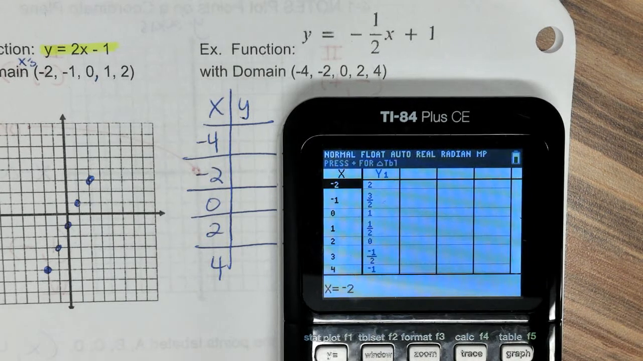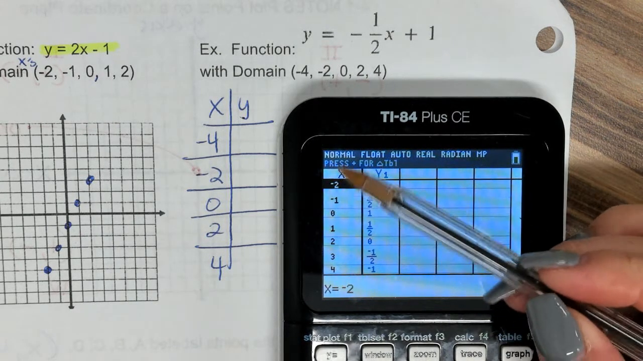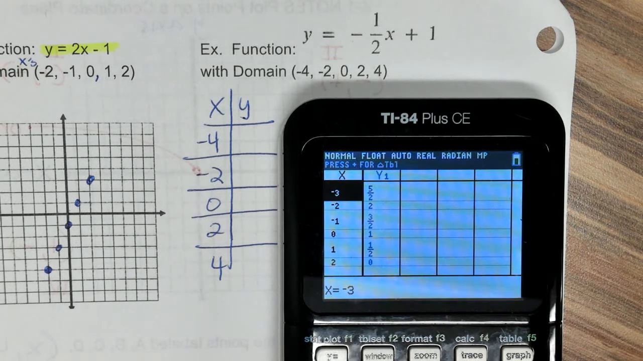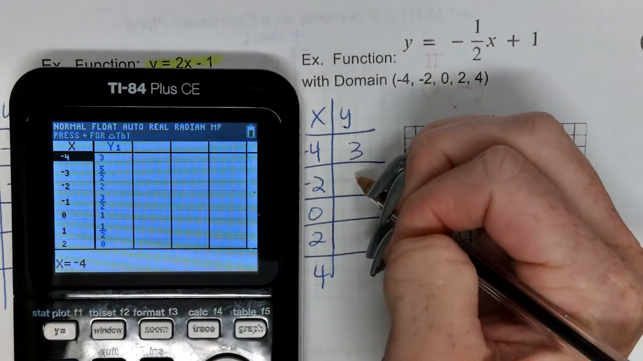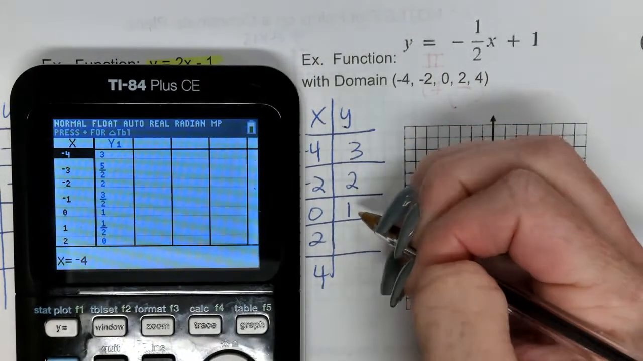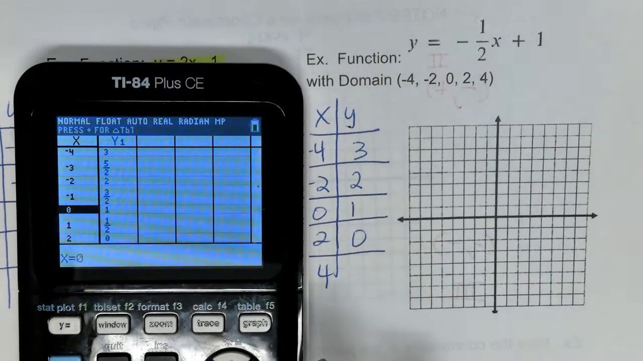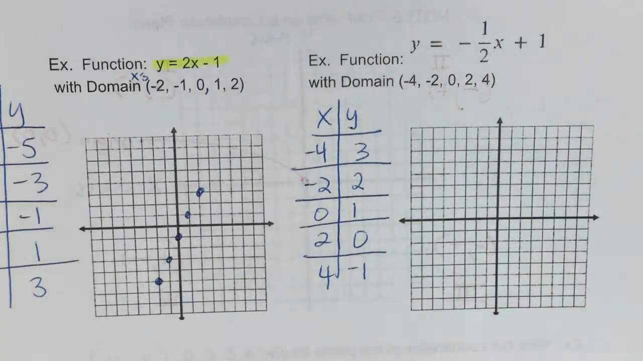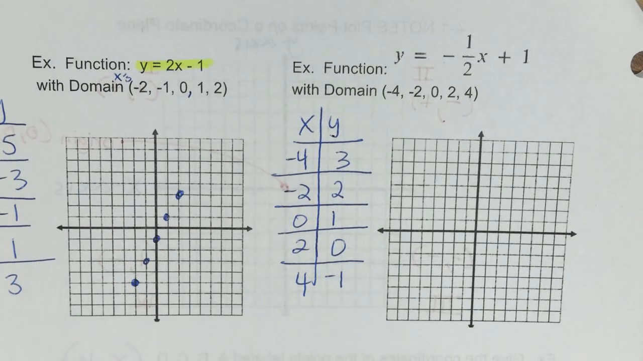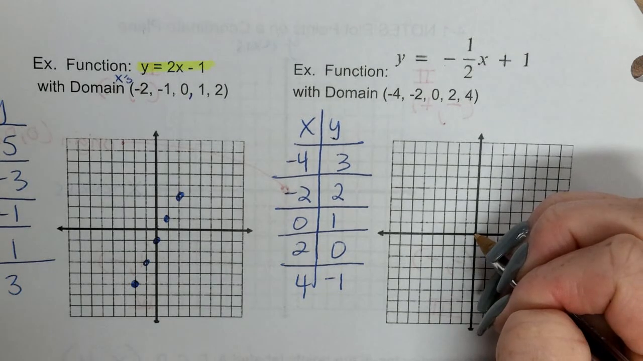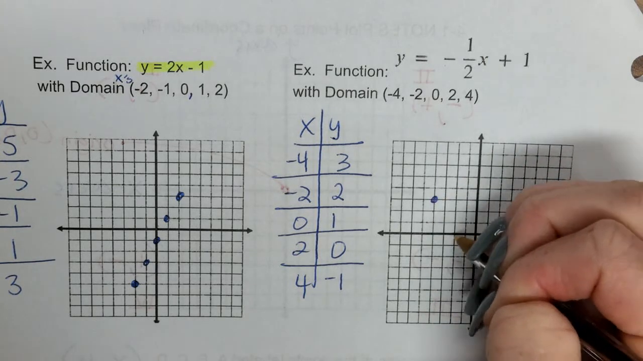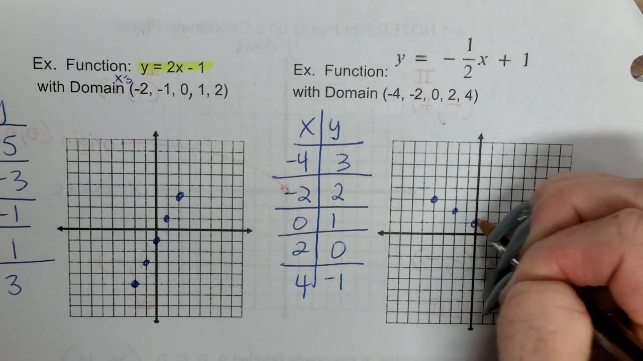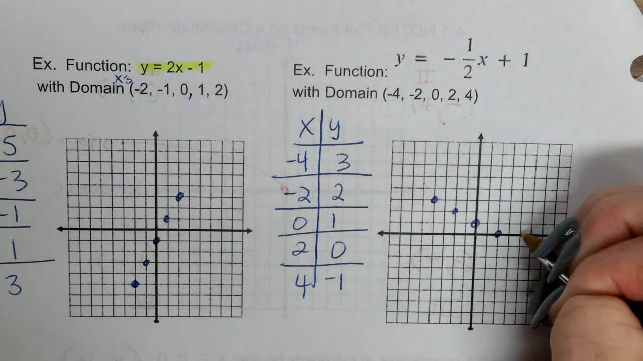Second table. Now I need to arrow until I see -4 as my x value, and -4 has a y value of 3. -2 is 2, 0 is 1, 2 is 0, and 4 is -1. Y'all do understand you could have done these, though, by hand, right? It's just faster to do it in the calculator. And then you graph it. So go to x-axis to -4, up 3. -2, up 2, 0, 1, 2, 0, and 4, -1.